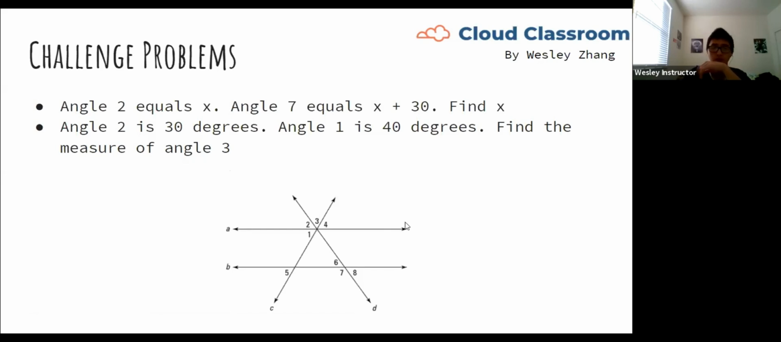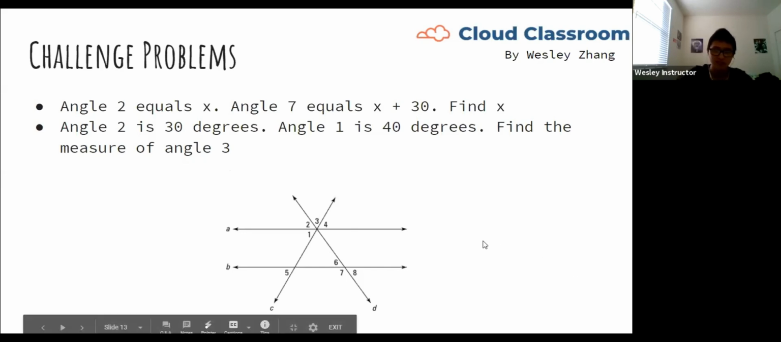All right, guys, here's a hint for the first one. So we have two transversals here. If you cover one up, we can see the angles that are congruent. If we cover line C up, if we get rid of it, we can see that angle 2 is congruent to angle 8. And we know that angle 8 and angle 7 are supplementary angles, so they add to 180 degrees. So that's your hint.